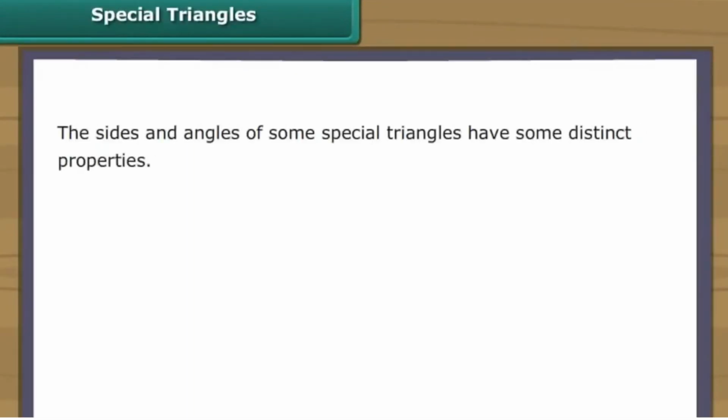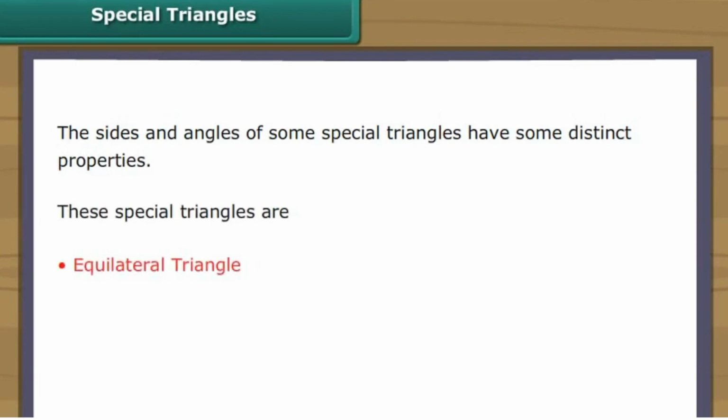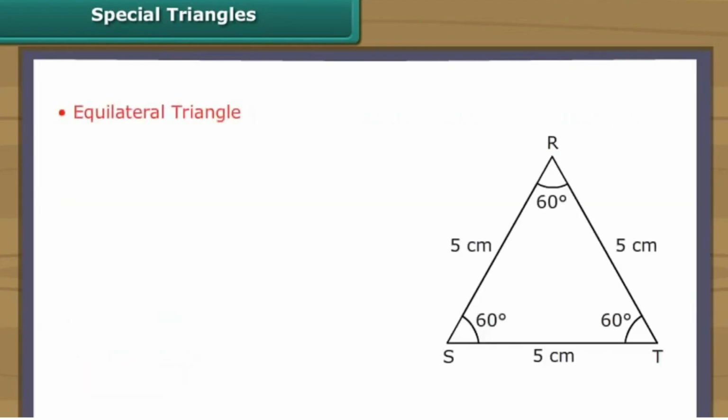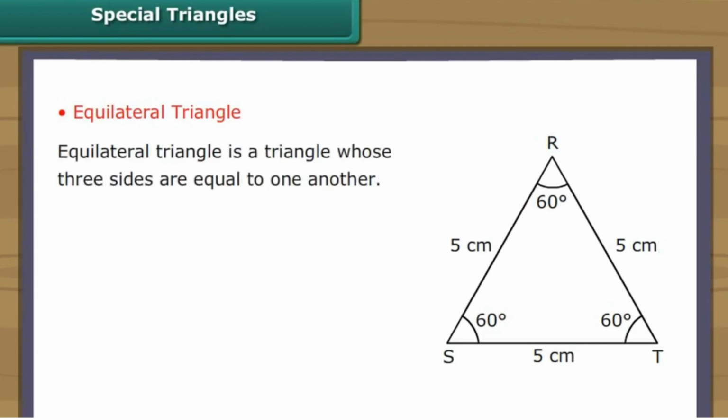Special triangles. The sides and angles of some special triangles have some distinct properties. These special triangles are Equilateral Triangle, Isosceles Triangle, Right-angled Triangle. Let us learn about them. Equilateral Triangle. Equilateral triangle is a triangle whose three sides are equal to one another.